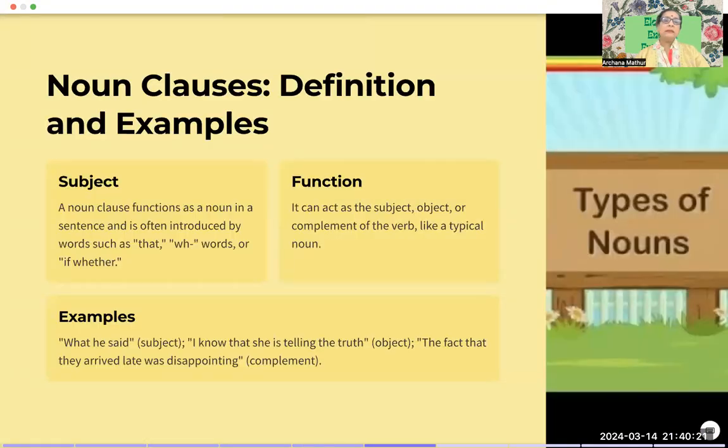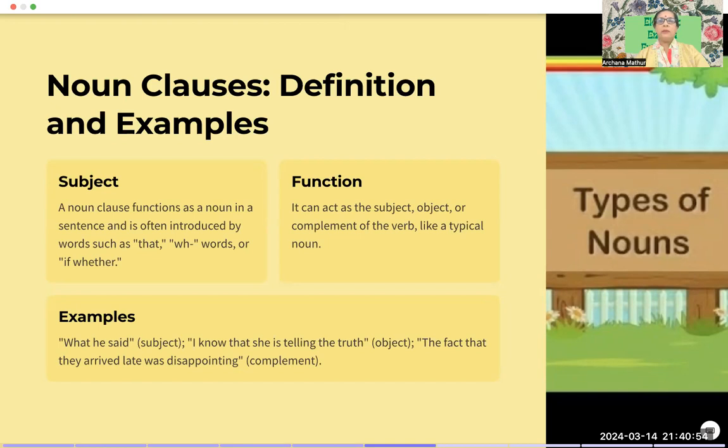Noun clauses in a little more detail. A noun clause functions as a noun in a sentence and is often introduced by words such as that or the wh-words, okay, what, which, where. And it functions as the subject, object, or the complement of a verb like a typical noun. Now, we know what are subjects, we know what are objects. Now, complements are something which give you complete information about the verb or the noun. So we have two types of complements, noun complements and verb complements.